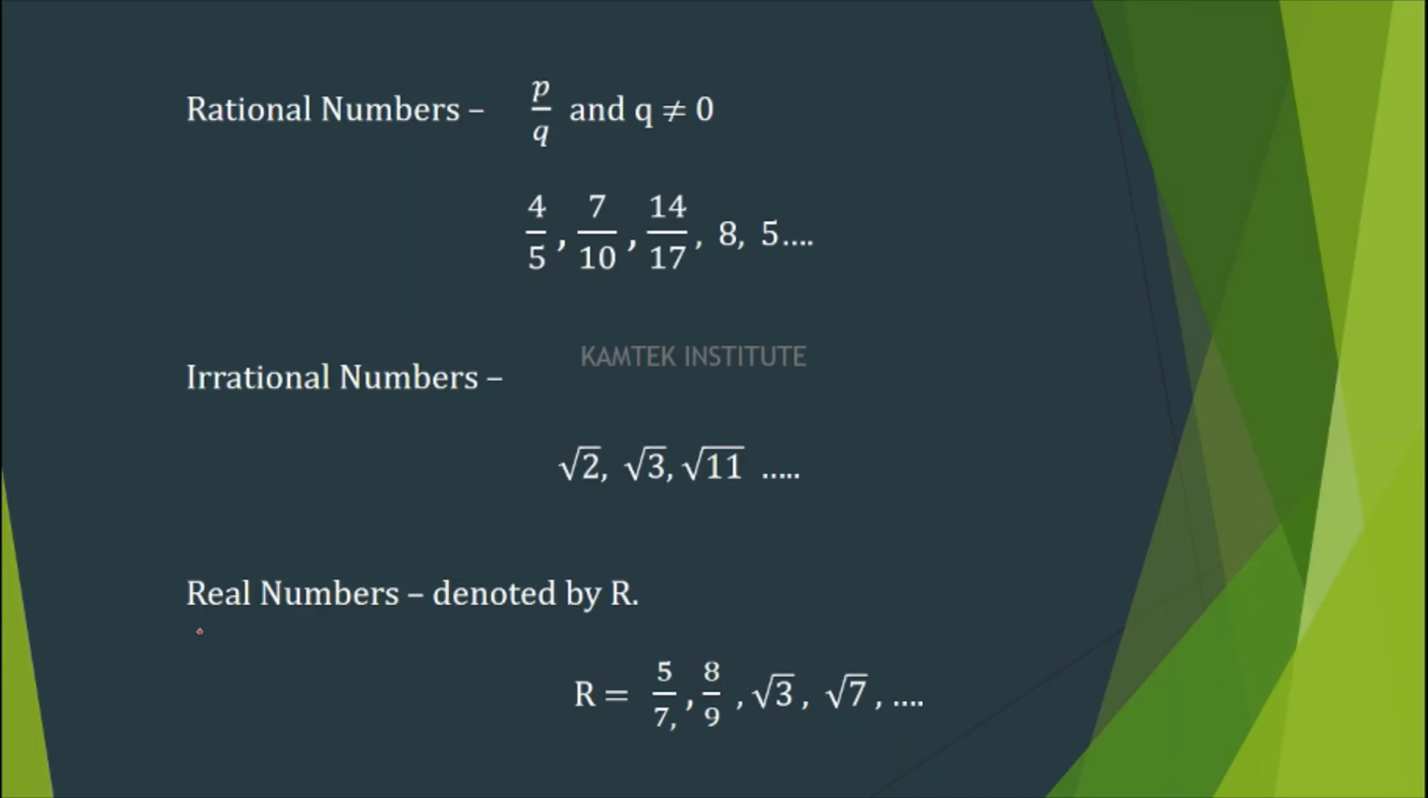Then we come to real numbers. Real numbers are denoted by capital R. Real numbers are the set of all rational and irrational numbers. For example, 5 upon 7, 8 upon 9, which are both rational numbers, then irrational numbers like square root of 3 or square root of 7. When they combine together, these are known as real numbers. So I hope now the concept is clear to you all.